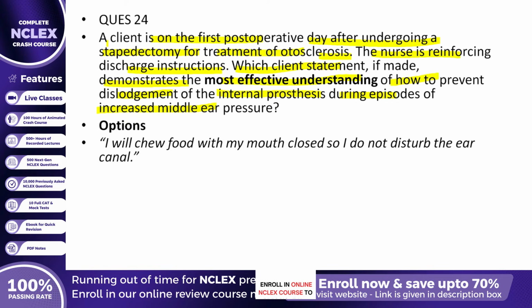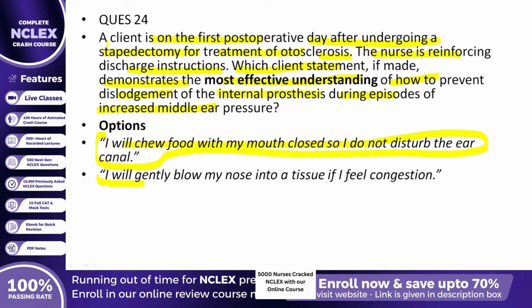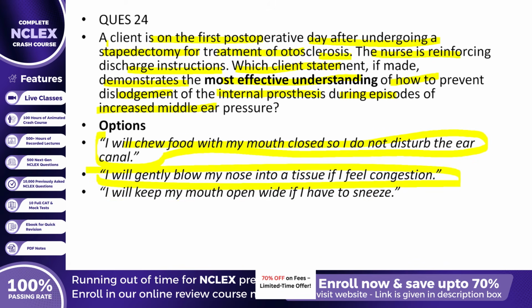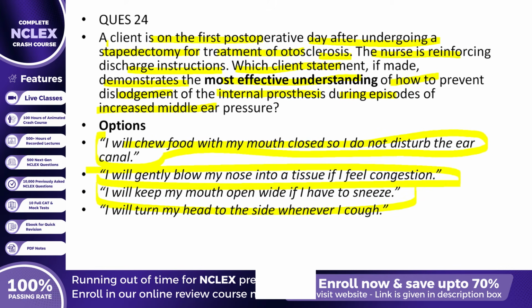Option A says, I will chew food with my mouth closed so I do not disturb the ear canal. Option B says, I will gently blow my nose into a tissue if I feel congestion. Option C says, I will keep my mouth open wide if I have to sneeze. And option D says, I will turn my head to the side whenever I cough.